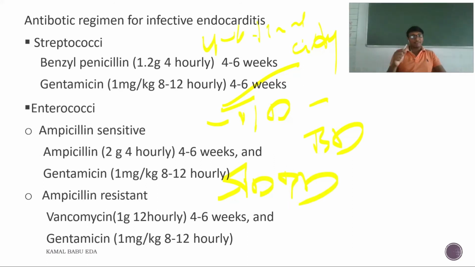And next, if the patient is ampicillin resistant, then they are going for vancomycin and gentamicin. If it is vancomycin, it is 1 gram 12th hourly for 4 to 6 weeks. If it is gentamicin, 1 mg per kg body weight 8th hourly or 12th hourly for 4 to 6 weeks.